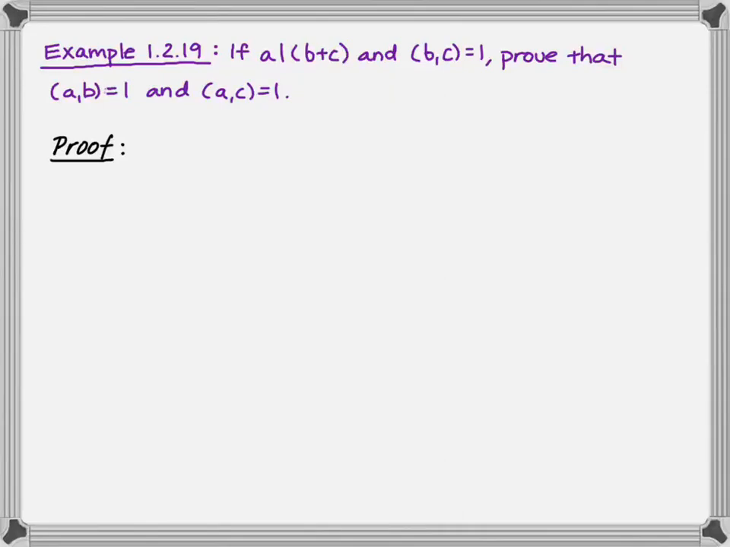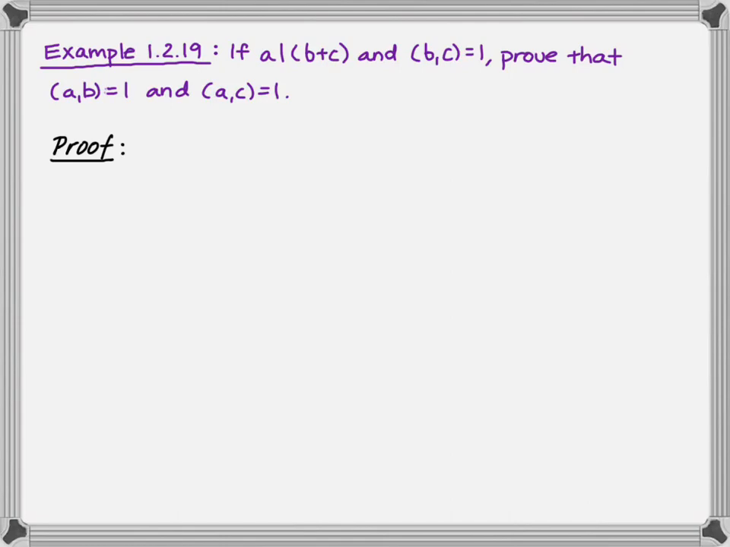In this video, we focus on exercise 19 from section 1.2 of the text. We're given a statement, namely that if A divides the sum of B and C, and B and C are relatively prime, then that implies that A and B are relatively prime and A and C are relatively prime. So we first want to start by proving that A and B are relatively prime.